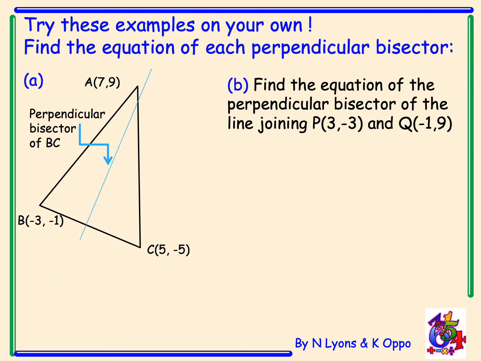Now try these examples on your own. Pause the video to complete them in your class jotter. The answers. Question A was 2x minus y equals 5, and B, x minus 3y equals negative 8.